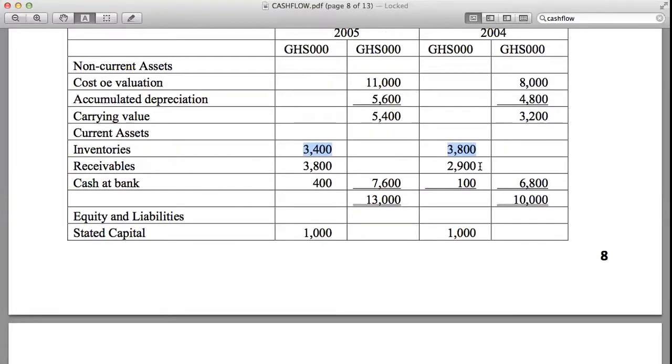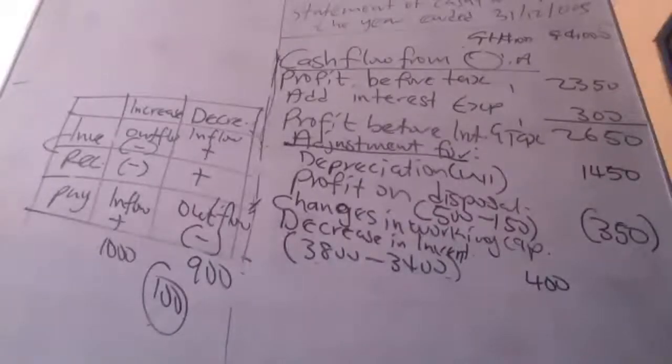Receivable is what? 2,800 at the start and 3,900 at the end. So has it increased or decreased? Oh, no one is minding me. Increase or decrease? Madam Lillian, increase or decrease?